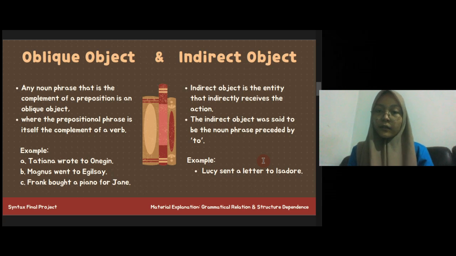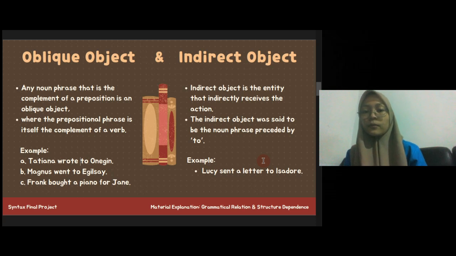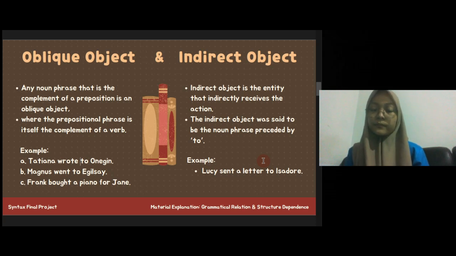And then indirect object is the entity that indirectly receives the action. The indirect object was said to be the noun phrase preceded by to. For example, Lucy sent a letter to Isadore. The phrase to Isadore is an indirect object.